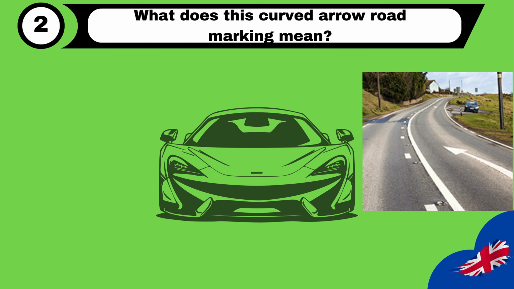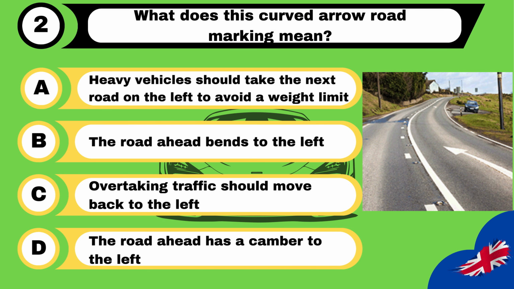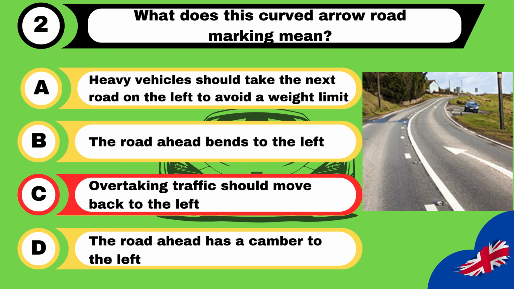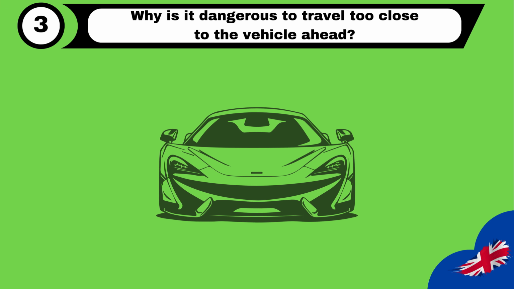Question 2. What does this curved arrow road marking mean? A. Heavy vehicles should take the next road on the left to avoid a weight limit. B. The road ahead bends to the left. C. Overtaking traffic should move back to the left. D. The road ahead has a camber to the left. The answer is C. Overtaking traffic should move back to the left.